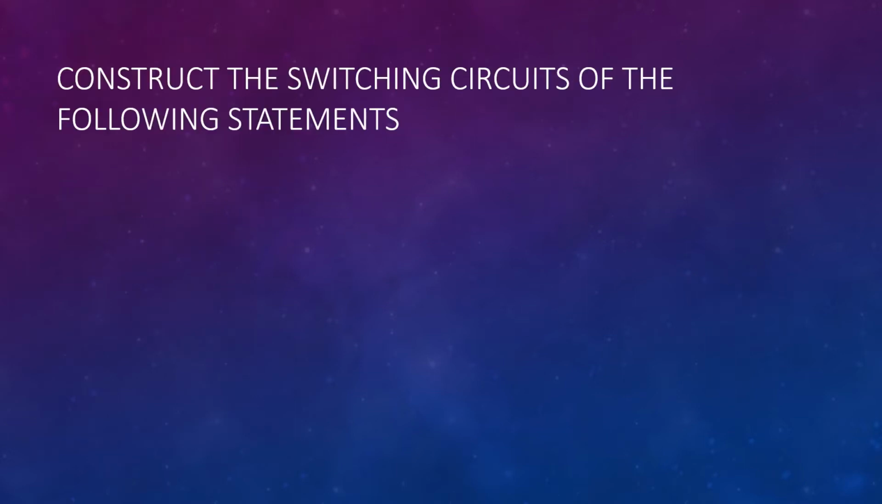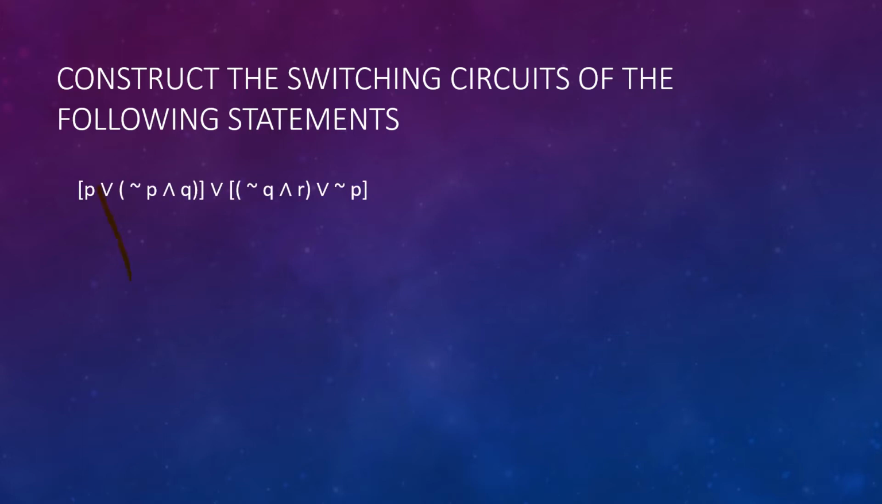We had learned about switching circuits. We had also learned how to write the symbolic form of this circuit. Now the symbolic form will be given, and you have to draw the circuit. So here you have to be very careful. Let's see the first one.